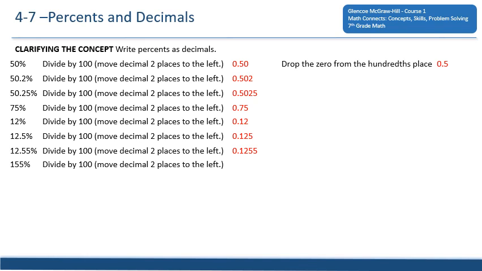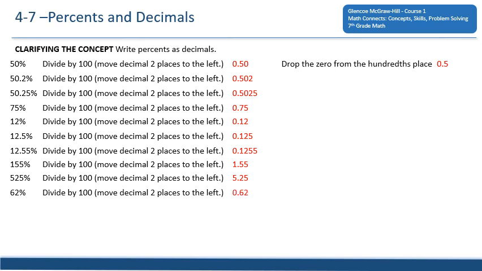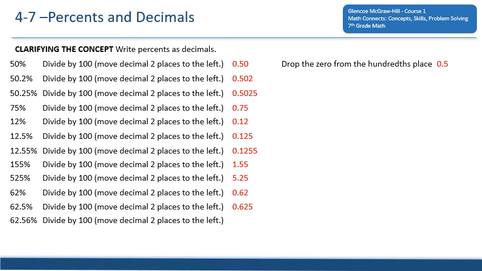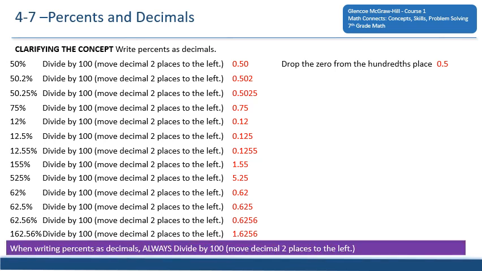155%, divide by 100, move the decimal 2 places to the left, we get 1.55. 525%, divide by 100, move the decimal 2 places to the left, and we get 5.25. 62%, divide by 100, we get 0.62. 62.5%, we get 0.625. 62.56%, divide by 100, move the decimal 2 places to the left, and we get 0.6256. 162.56%, if we divide by 100, move the decimal 2 places to the left, and we get 1.6256.